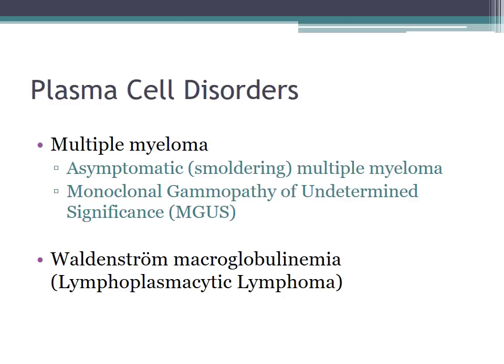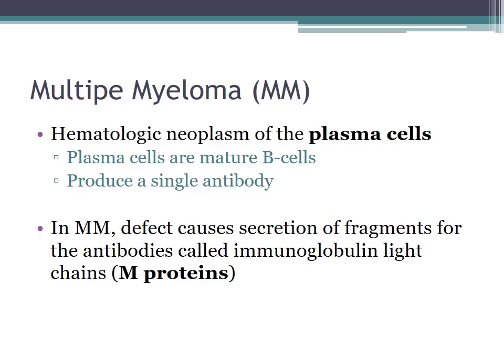Plasma cell disorders. Plasma cell disorders are divided into multiple myeloma and Waldenström's macroglobulinemia, which is also called lymphoplasmacytic lymphoma. Multiple myeloma. Multiple myeloma is a hematologic malignancy of the plasma cells.